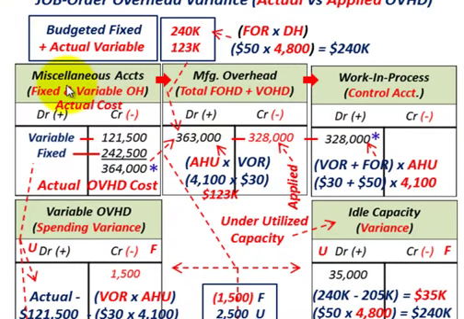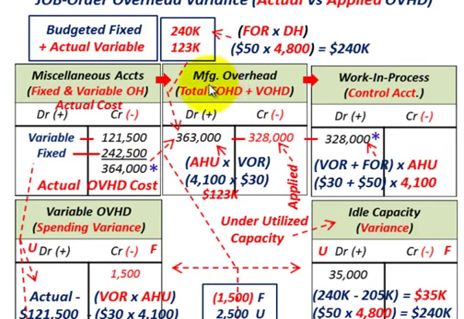So taking our miscellaneous accounts, this is for both our fixed and our variable overhead, they would have been accumulated at their actual cost. Our variable amount we've accumulated is $121,500 for the variable overhead. Fixed overhead we have at $242,500. Those are the actual costs. So our total amount here is $364,000. So that's the actual overhead cost that we have for the period or for the year.